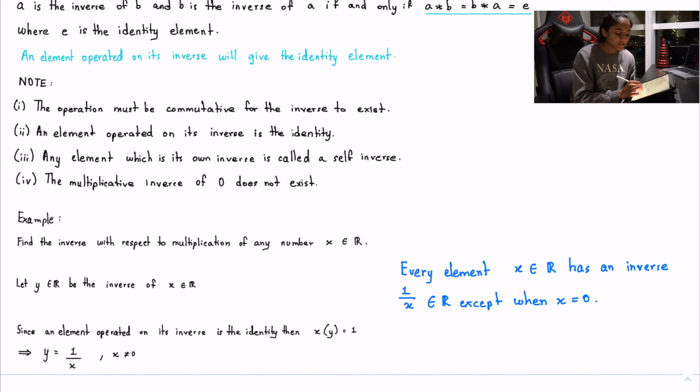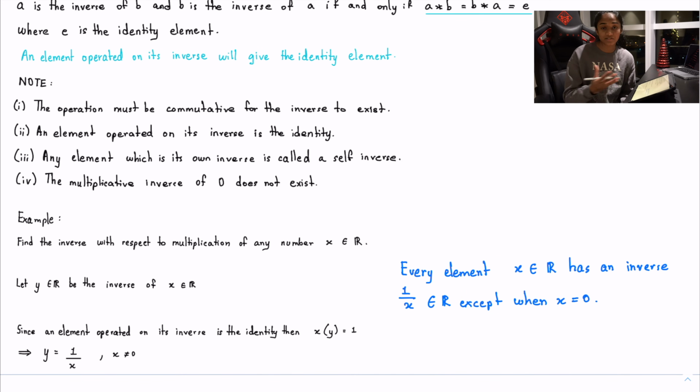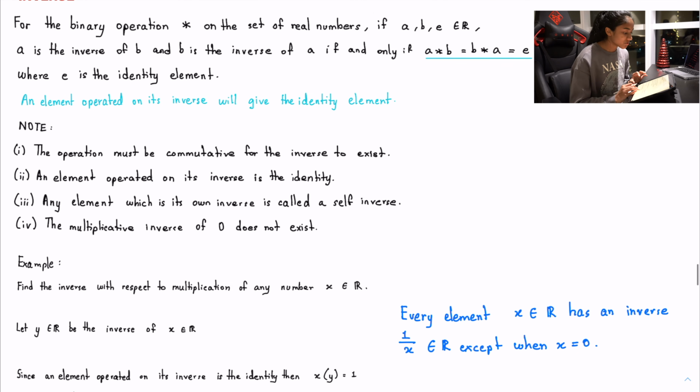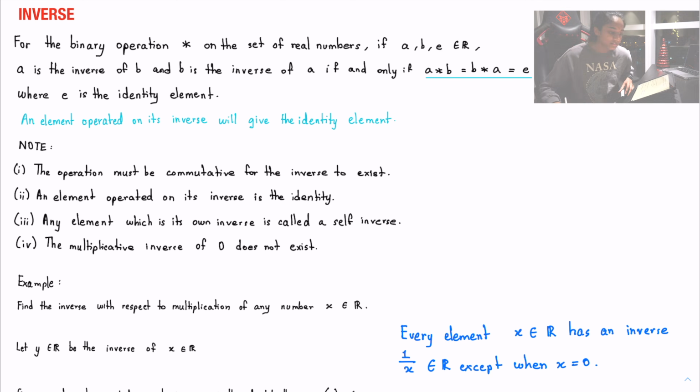So we can come to the conclusion that every element x which is a real number has an inverse of 1 over x, which will also be a real number unless x is equal to 0. So yes, that is all for our properties and understanding binary operations, and now we're going to move into past papers.